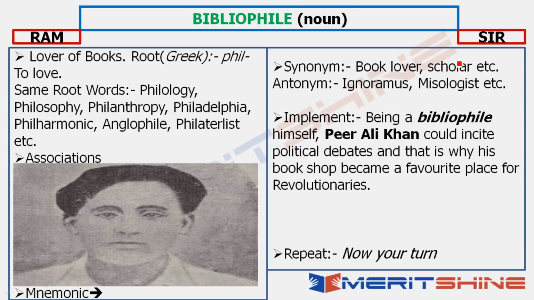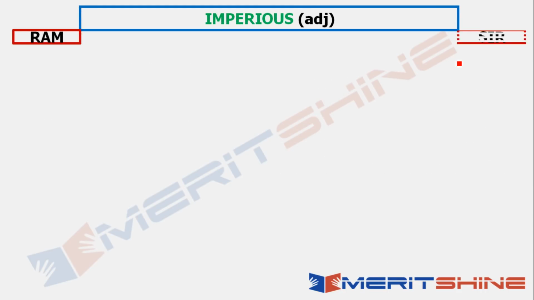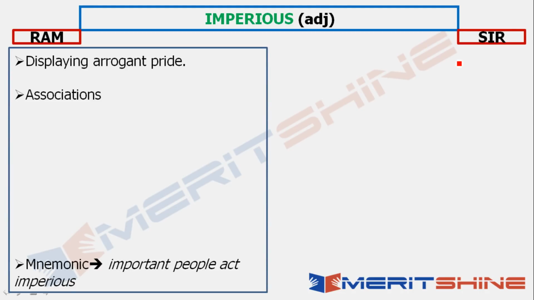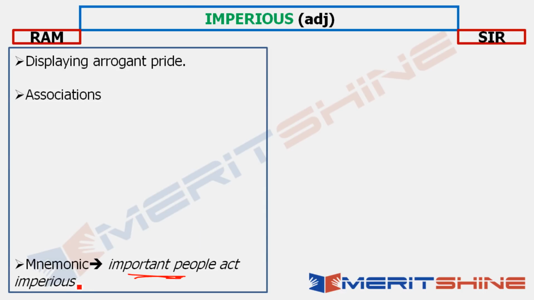Repetition is your turn. Now we'll move on to the next word and the next hero. Imperious. So what does that word mean? Imperious means displaying arrogant pride. Right? The mnemonic, I'll read the mnemonic also: Important people act imperious. So they display arrogant pride, important people.